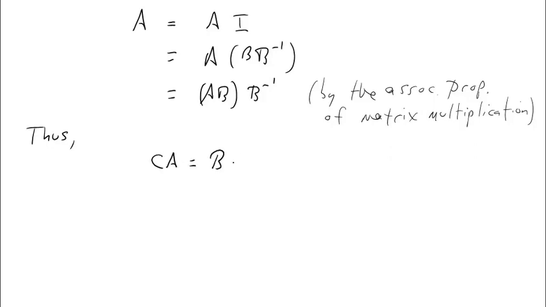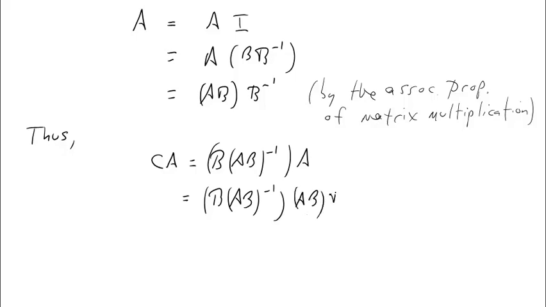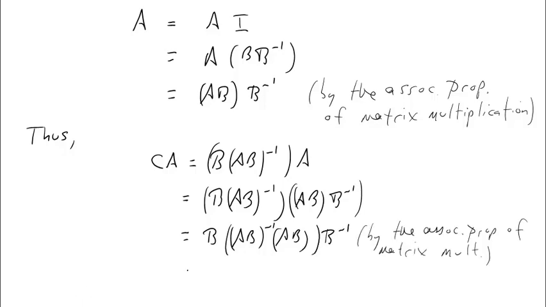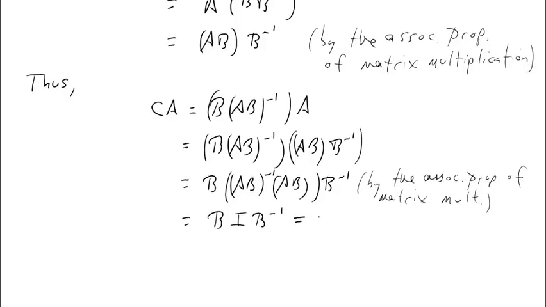Now, why do we rewrite A this way? We can now write C times A as B times the inverse of AB, times the expression we derived for A above, which is AB times B inverse. And now, using the associative property of matrix multiplication, group the two middle factors together. That's the inverse of AB times AB. Multiplying the two middle factors, we obtain the identity. So we have B times the identity times B inverse, which just equals B times B inverse, which equals the identity.